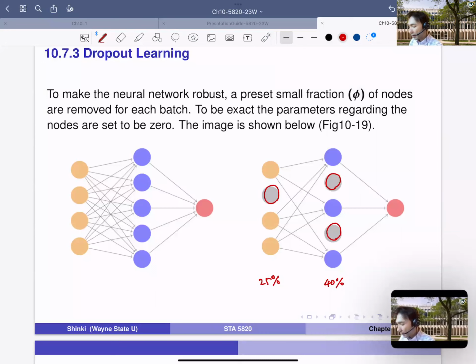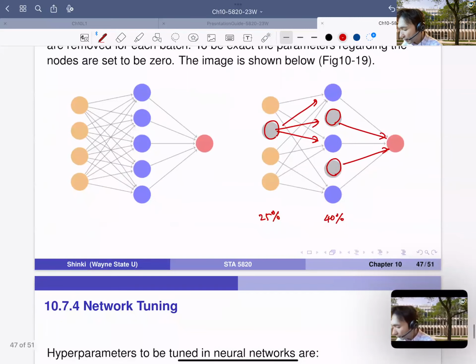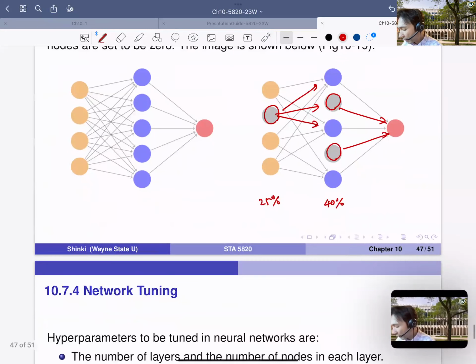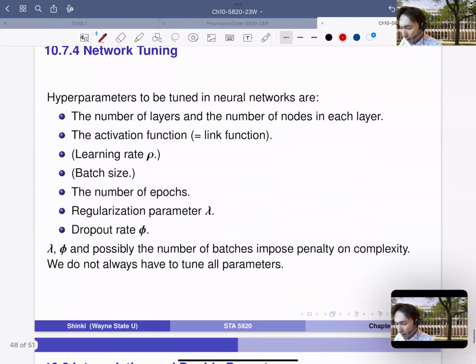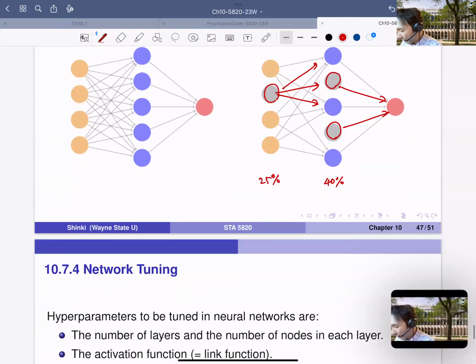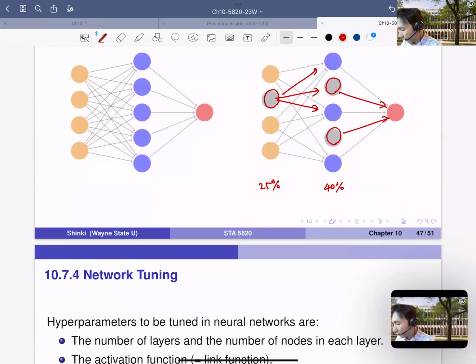So that means when we estimate parameters, we assume that all parameters are 0 from these gray circles. So this parameter is assumed to be 0, this is 0, this is 0, and so on. So this sometimes avoids overfitting and that makes the test error smaller. And in the Keras package, the dropout rate can be chosen for each layer of nodes.